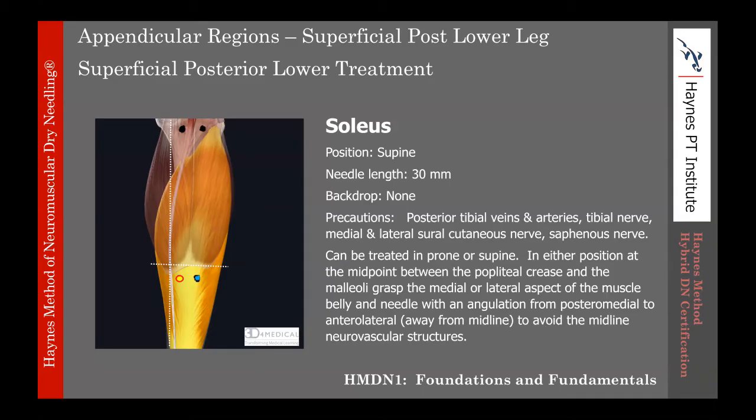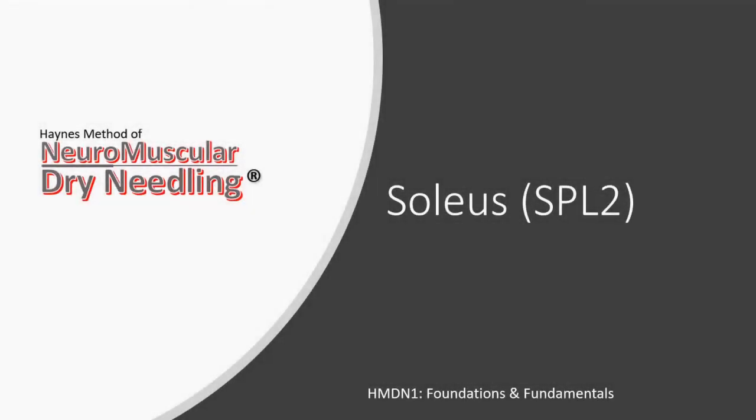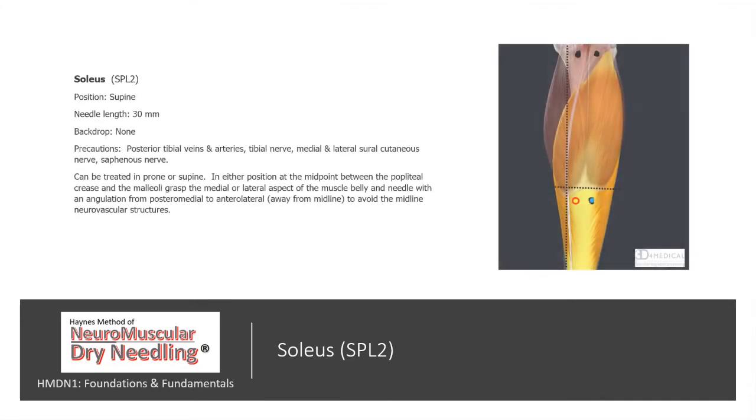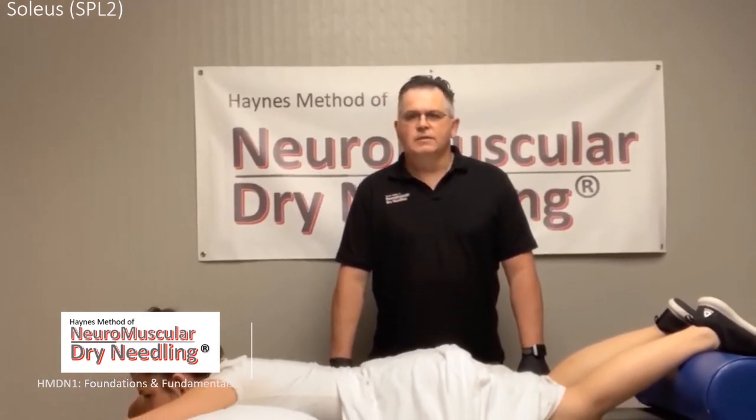For the soleus, again, we're going to use a midpoint between the popliteal crease and the calcaneus. And we will come and needle both lateral and medial to that as well. For the soleus, patient again is in the prone position. Needle length will be 30 millimeters and there is no backdrop. Precautions here, the posterior tibial veins and arteries, the tibial nerve, medial and lateral cutaneous nerve, and the saphenous nerve.